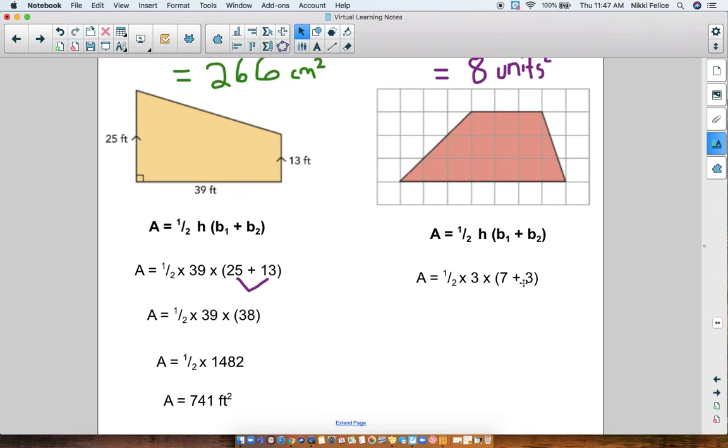Well, 7 plus 3 is 10, so let's rewrite this again. Now we're going to do 1/2 times 3 times 10. We know 3 times 10 is 30, so let's rewrite it again. 1/2 times 30. And I know that half of 30 is 15. So the area of this trapezoid is 15 units squared.